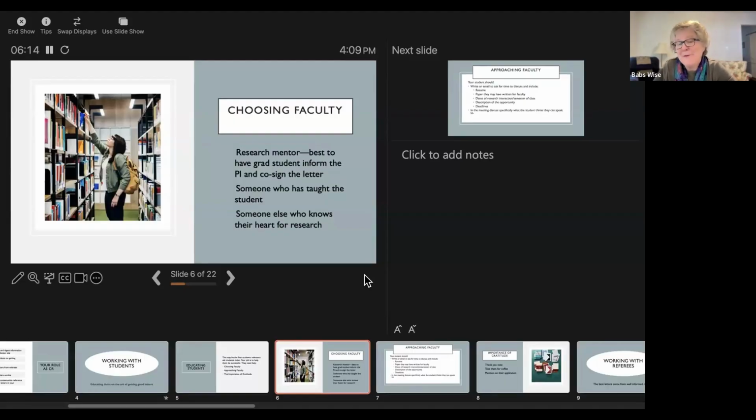Now, these could all be faculty members. They could all be research mentors. They can be past research mentors or whatever. But to kind of think about it in these 3 categories will really help the student begin to identify who they should ask.